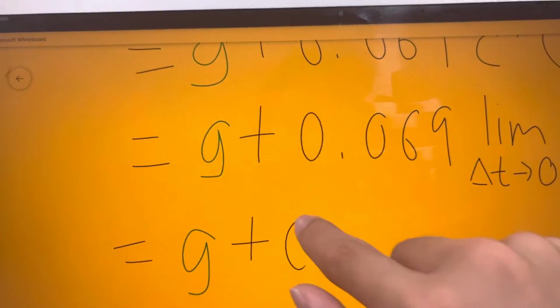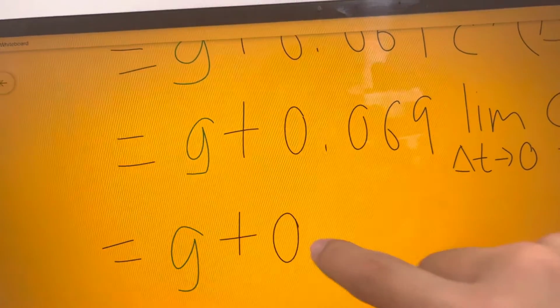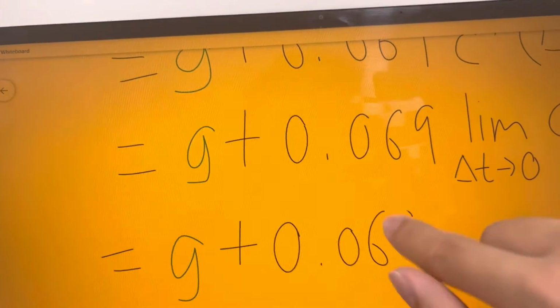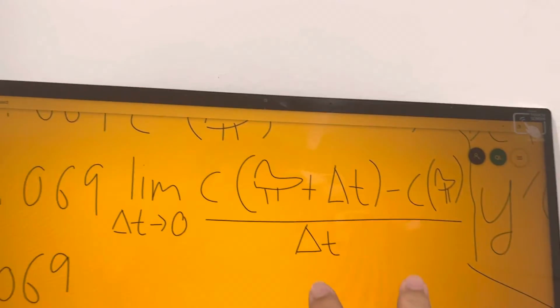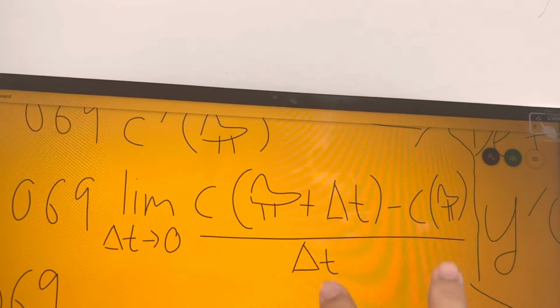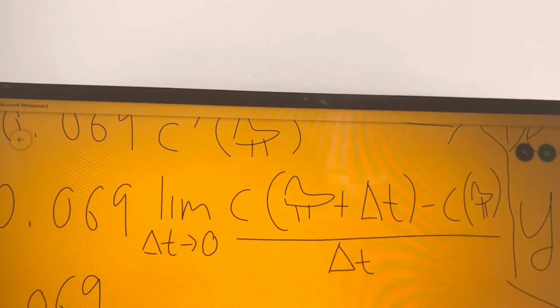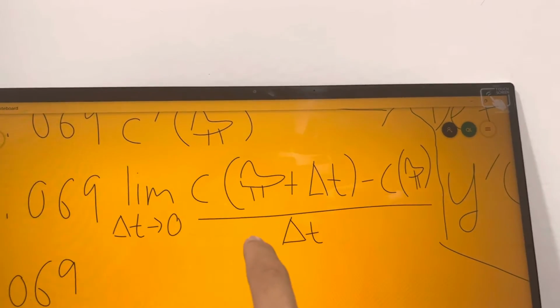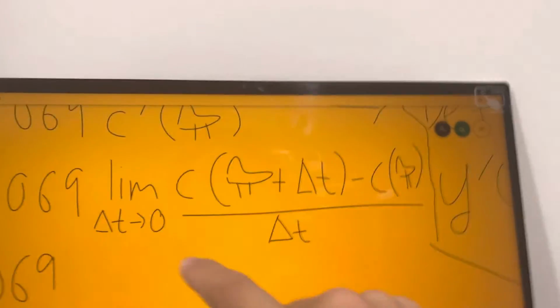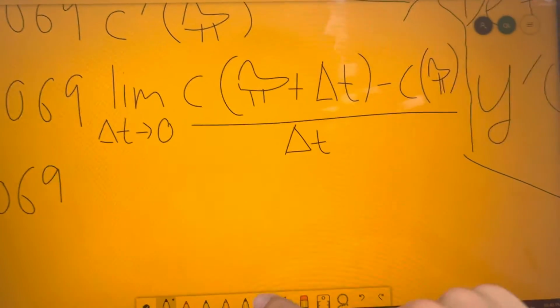plus 0.069. Now this limit right here, it's a bit difficult to actually compute. But what we can do is we can just plug in some really small value for delta t that's very close to 0. And we'll see what happens. So let's just plug that small value in for now.